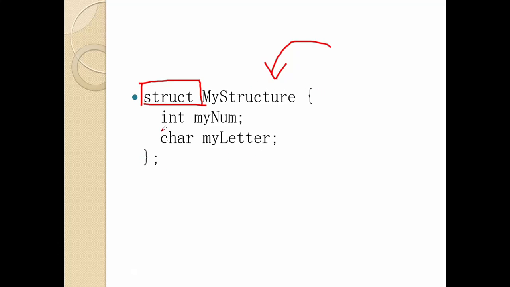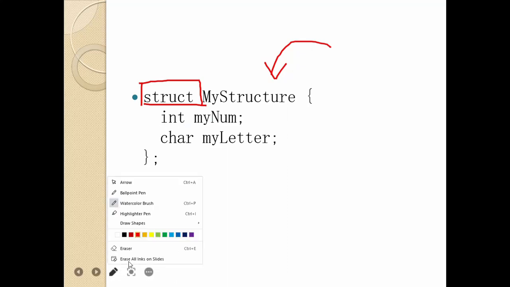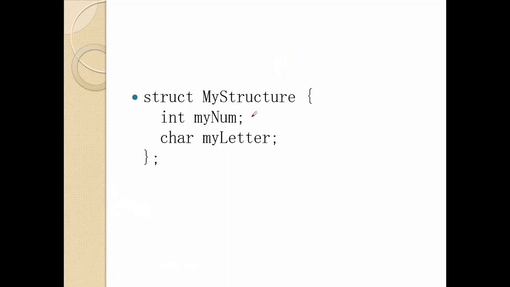Just like I said, we have to group a certain number of variables or related data types. So this is how these two things are grouped. Here we are grouping the integer data type myNum and the character data type myLetter under myStructure, and then we have to close the bracket and put a semicolon. This semicolon is important because otherwise it would throw an error. So you need to focus on this as well.